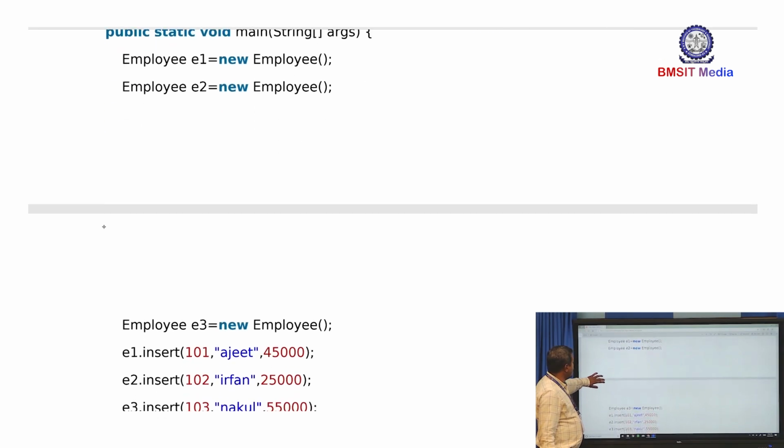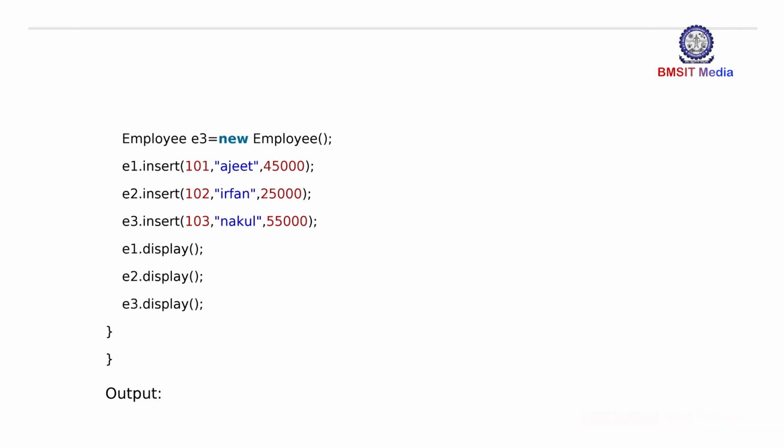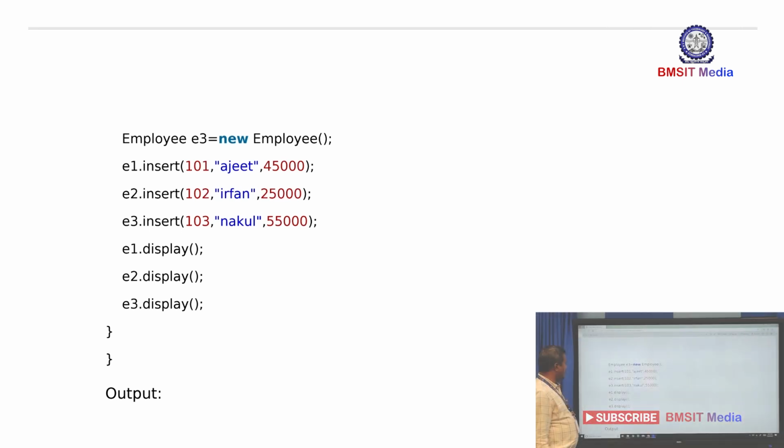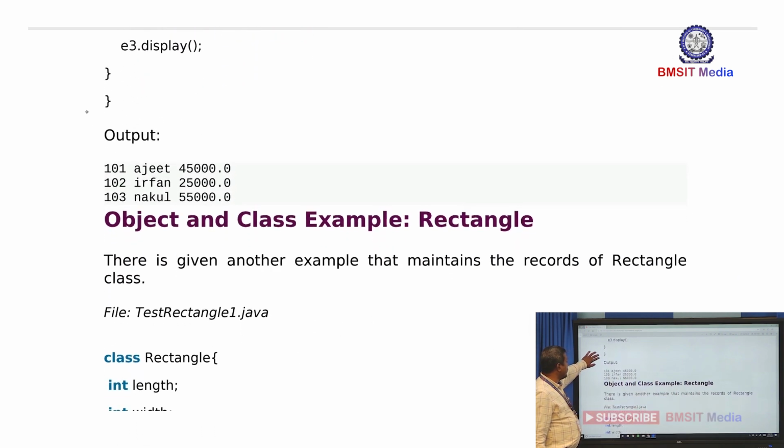Then after that, we are creating one more object, that is E3 also. Then we are calling the insert method three times: E1 dot insert, then E2 dot insert, E3 dot insert. Then come the display methods. We are calling them three times, one with E1, another with E2, and another with E3. So this is how we use the functions for initialization.